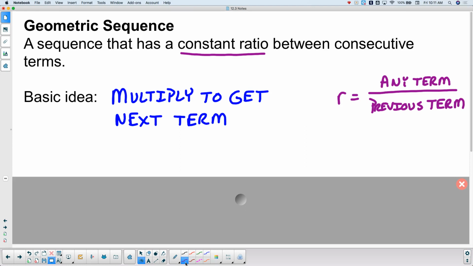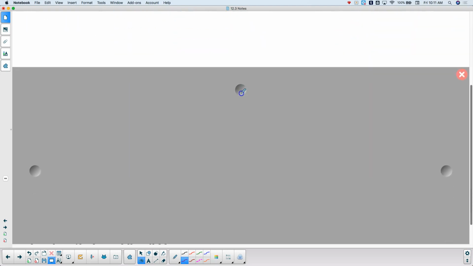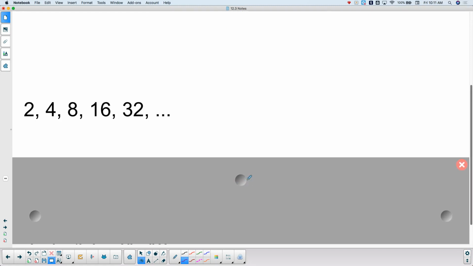If we can see it, I'm multiplying by 4. Great. If you don't see it, you can take any term and divide it by the term right before it, anywhere in the sequence. And that will get you r, the ratio. So, here are some examples of sequences. Later on in this chapter, I'm going to just give you a sequence and ask you to find the rule, or find a specific term.